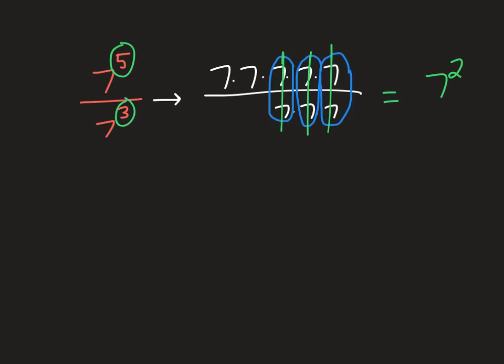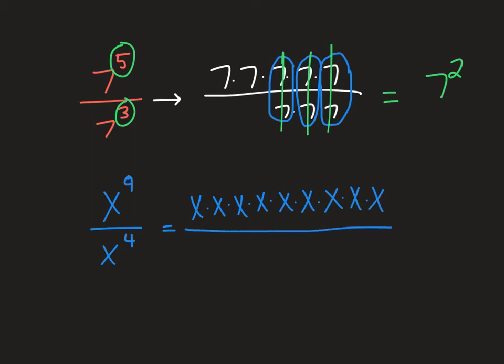Let's try one more. Let's do it with a variable. Let's say it's x to the 9th over x to the 4th. So the numerator again is 1, 2, 3, 4, 5, 6, 7, 8. I should have picked a smaller number. So x to the 9th. The denominator is x to the 4th, so x times x times x times x, right? And again, what ends up happening is x divided by x cancels out to be 1, x divided by x cancels to be 1. Each of those last 4 cancel out to equal 1.